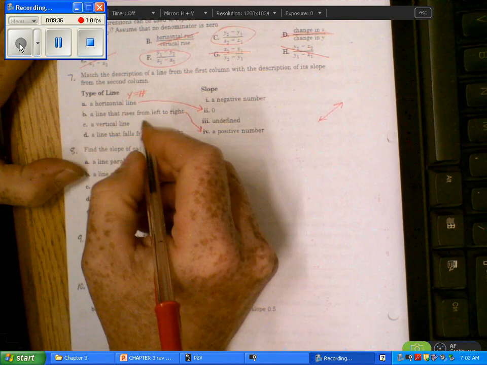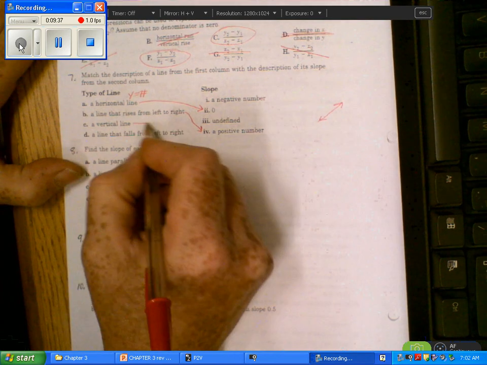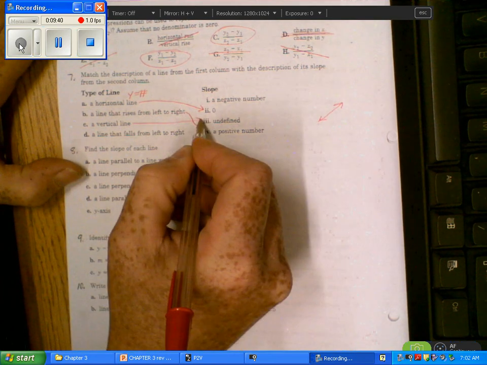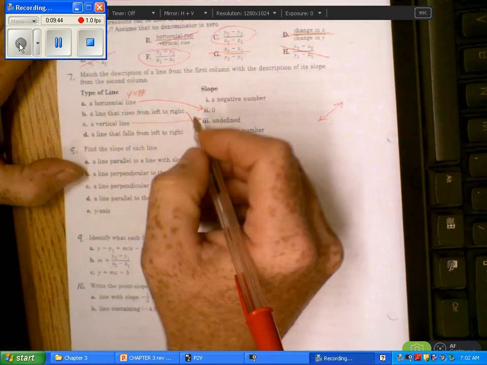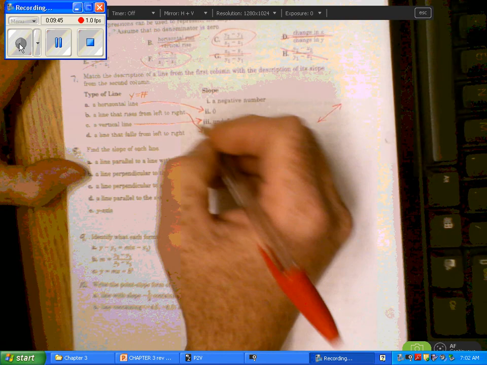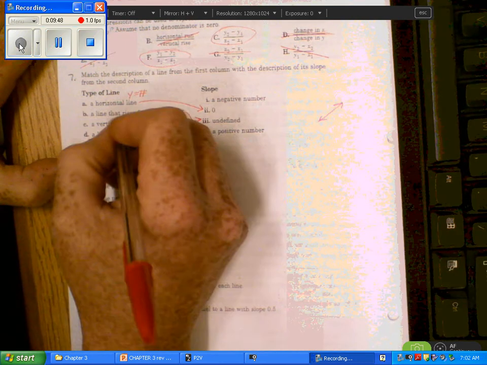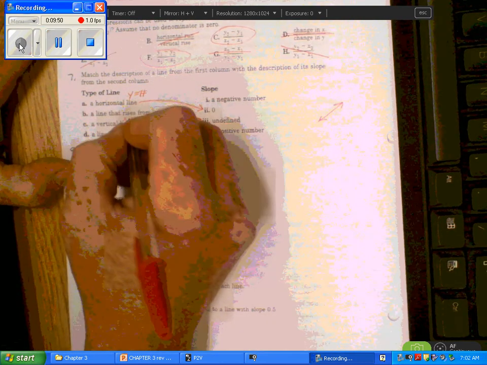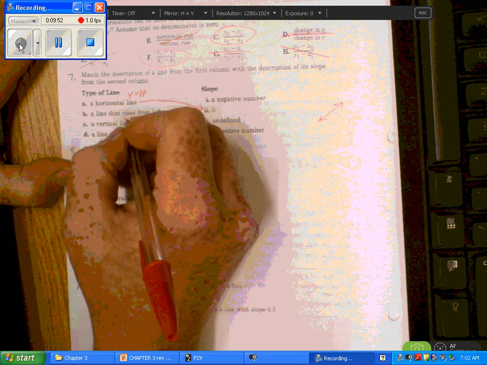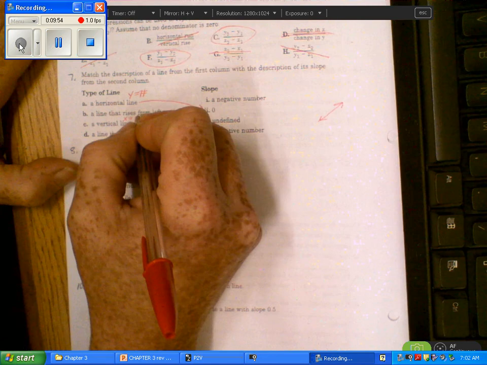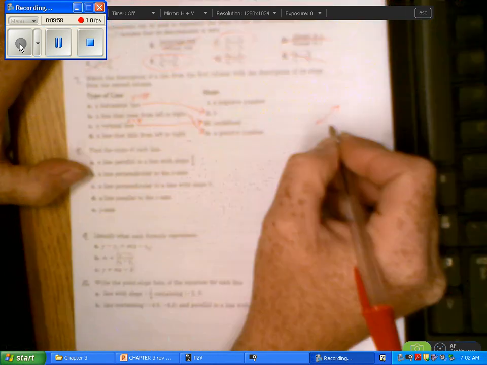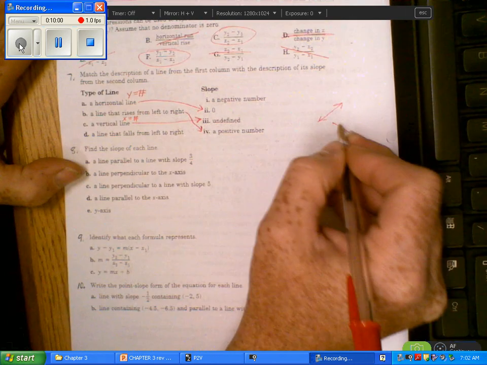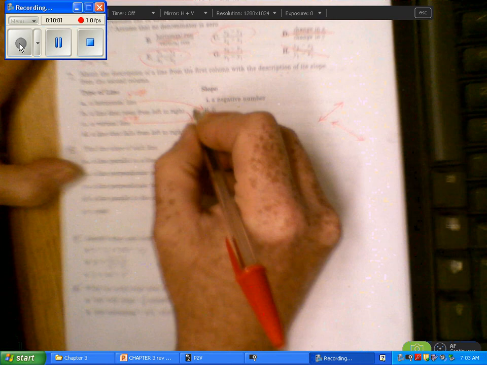A vertical line's slope is no slope or undefined. And on the vertical line, always remember that the equation is always going to be x equals some number, no y's. A line that falls from the left to the right, that means it's going to go down like that. That's going to have a negative slope.